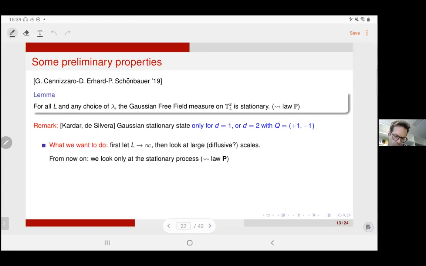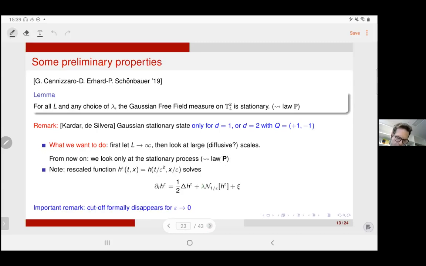Right, so what we want to do is to take the infinite volume limit and then take large scales. And from now on, we will only work on the stationary process. So with that, this boldface P will denote the law of the process at stationarity. So all that comes next is about the stationary process. This I want to make clear.